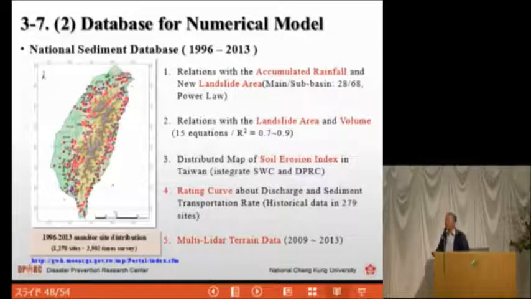Except for the numerical model, we need a very good quality database. From 1996 to 2013, about 8 years, in my university, we did a whole island investigation to establish such a database. This database has the accumulated rainfall with landslide area, the relation of area to volume, the map of soil erosion index, and the rating curve. Of course, we have a lot of multi-temporal lidar data, that is the topography data. Every 2 years, we have whole island lidar data from 1996 to 2013.